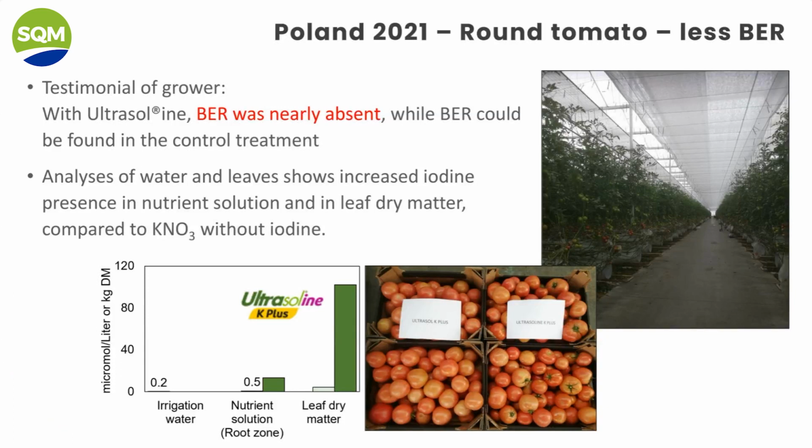And although we did not have a complete follow-up of yield and quality parameters, this testimonial in the end struck us. What we did analyze there, though, was the difference in the nutrient solution content as well as in the leaf dry matter content in this production facility. And that, of course, clearly illustrates that ultrasaline is confirmed to supply well the iodine in the nutrient solution, but also in the end, this iodine is taken up by the plant, and it is exactly within the plant where it can fulfill all its roles that are beneficial for the plant growth.